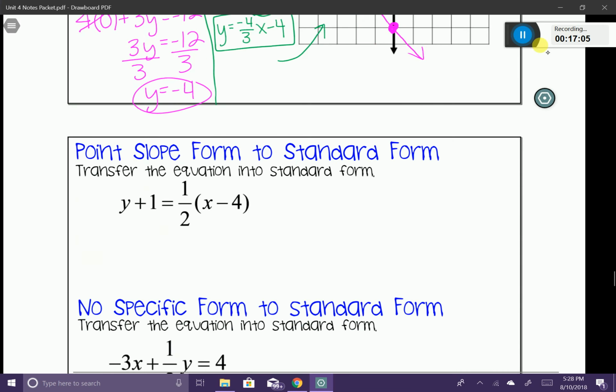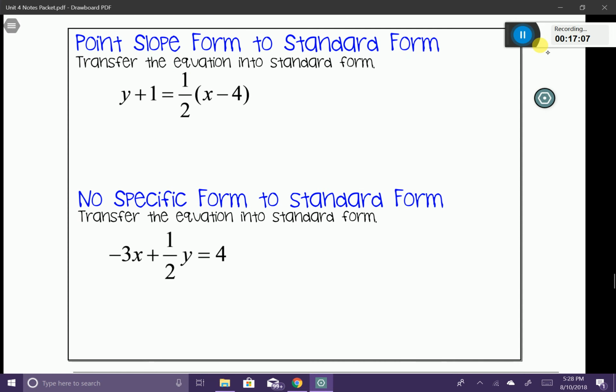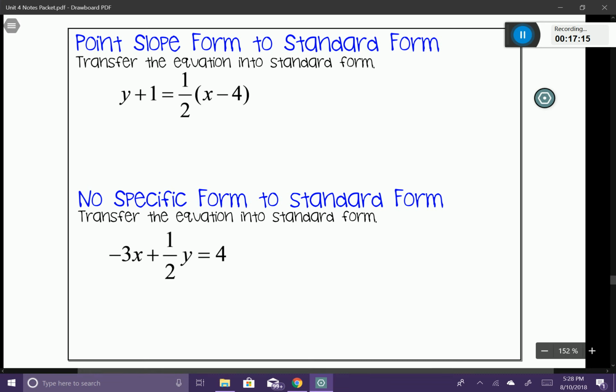Okay, last thing we're going to do today is we're going to do some more transferring. Now, let's go ahead and practice transferring it from point slope to standard, because this is going to be a really important skill we're going to use quite a bit this year. So let's go ahead and practice this. I'm going to start by distributing. So I'm going to say y plus 1 is equal to 1/2 x.